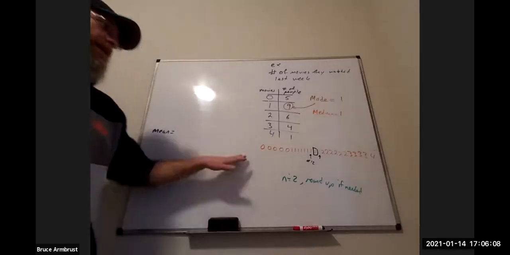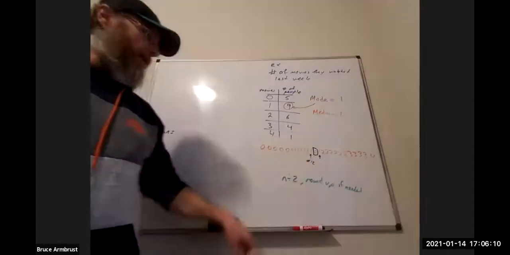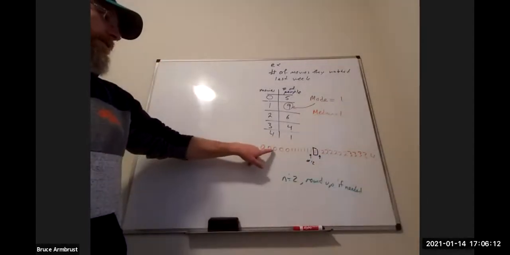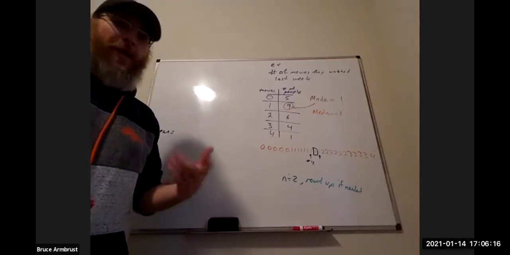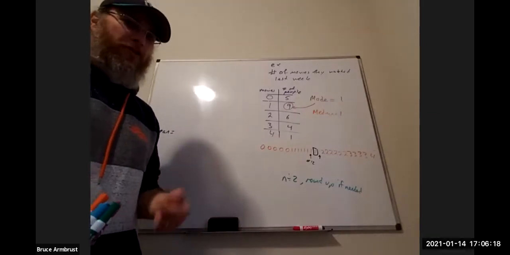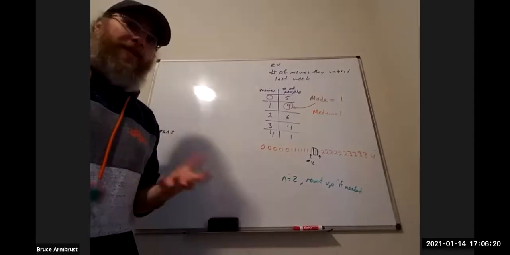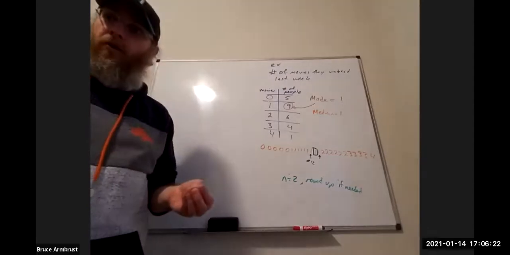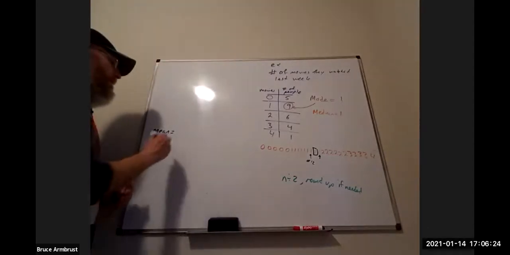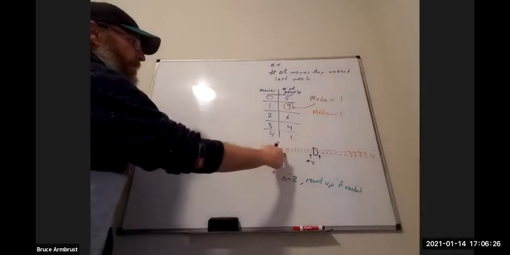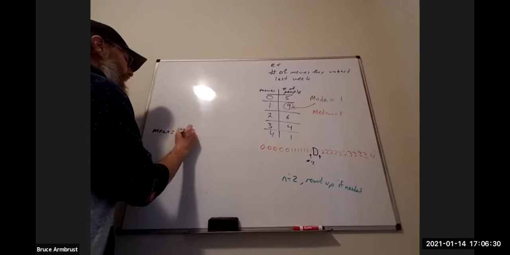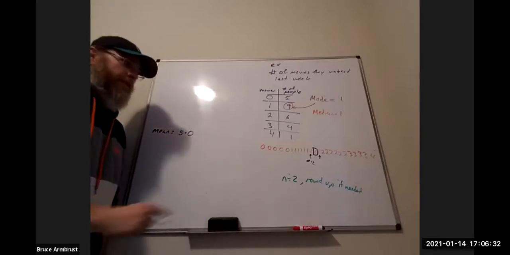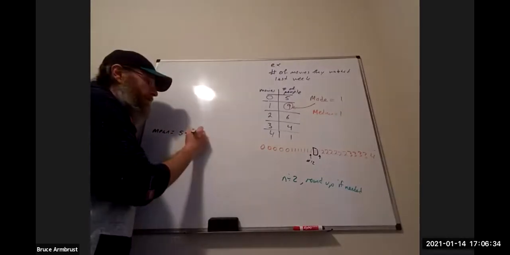All right, well, I need to add all these numbers. So I'm going to add 0 plus 0 plus 0 plus 0 plus 0. So I'm adding that same number over and over and over again. And remember, the fast way to do that is multiply. So we're just going to multiply. I'm going to take 0 and multiply it by 5 because there are 5 zeros.